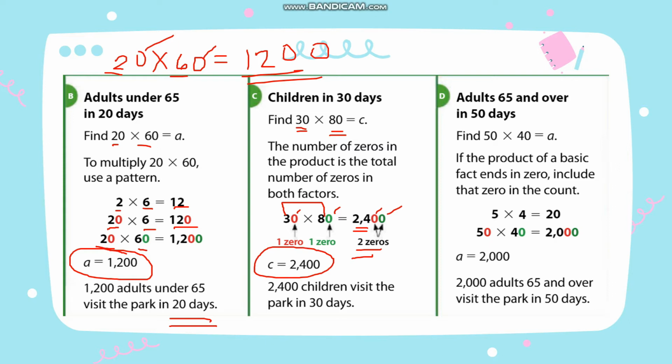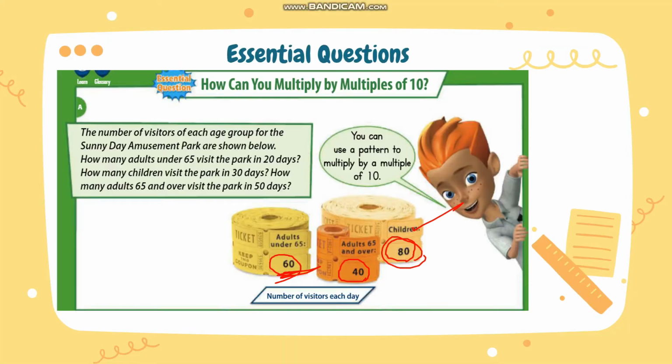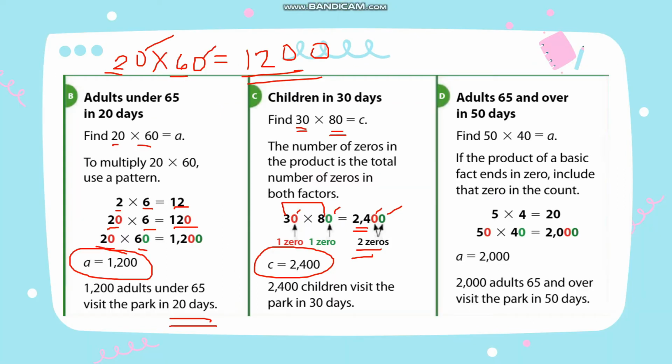Adults 65 and over in 50 days. So if we're going back to the question, adult 65 and over, there are 40 visitors. So we just simply multiply 50 multiplied by 40. So the basic fact is 5 times 4, which is 20. So 50 multiplied by 40 is equivalent to 2,000. Why? Because 5 times 4 is 20. Then you have 2 zeros you need to add in the product. So the answer is 2,000 adults.